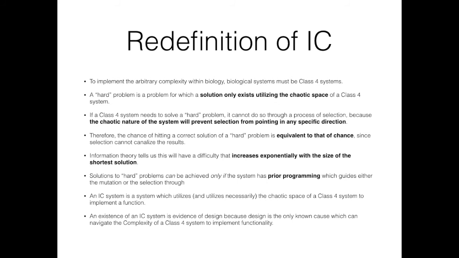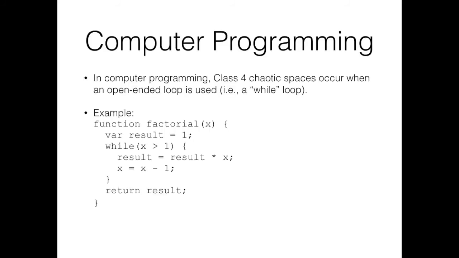The existence of an irreducibly complex system is evidence of design because design is the only known cause which can navigate the complexity of a class 4 system to implement functionality. So, some examples. In computer programming, class 4 chaotic spaces occur when an open-ended loop is used, like a while loop.